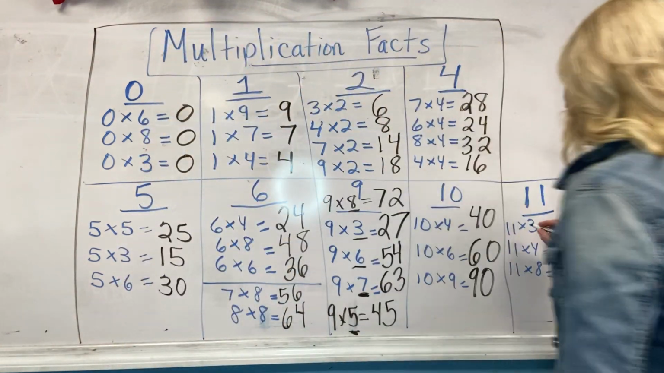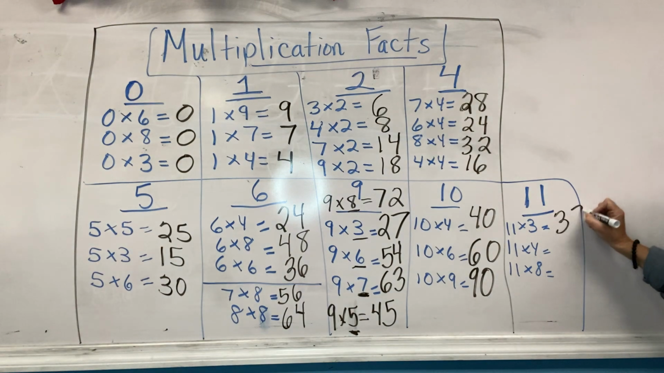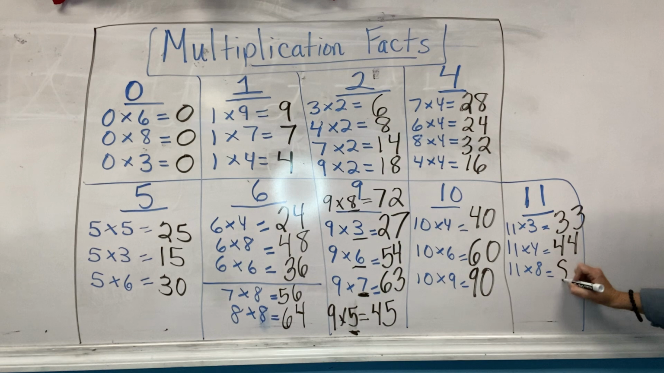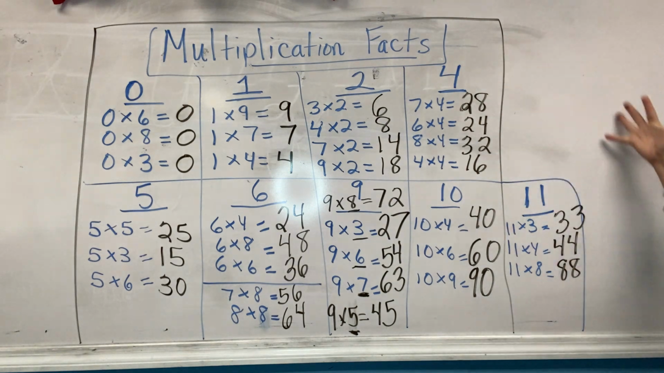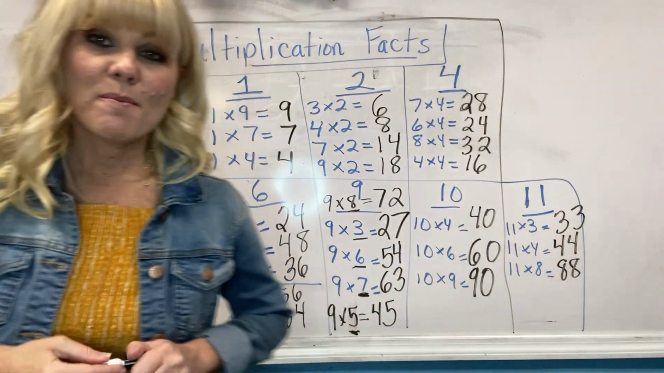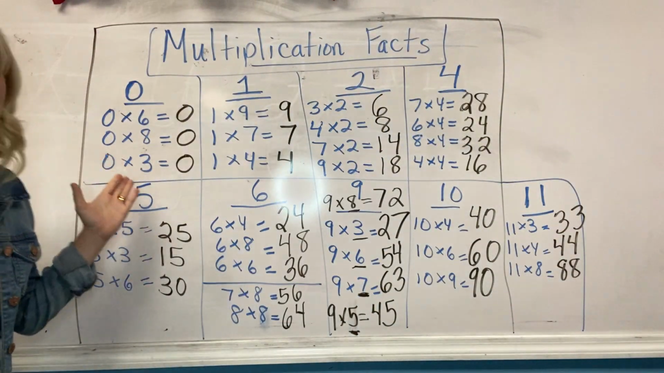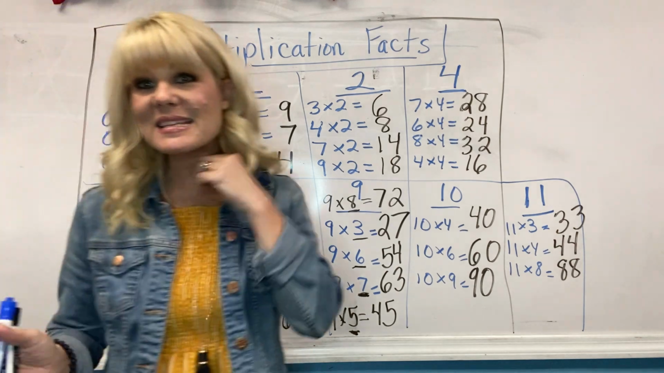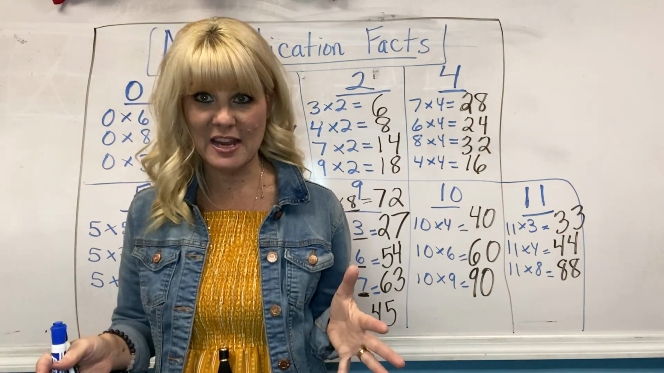So let's fill these in. Ready? 11 times 3 is 33. 11 times 4 is 44. 11 times 8 is 88. You guys, look on the board at all these multiplication facts that you now know because there's tricks for all of them. So if you get stumped on a test or a quiz, you can just use the trick. That is the best and easiest way to learn your multiplication facts.